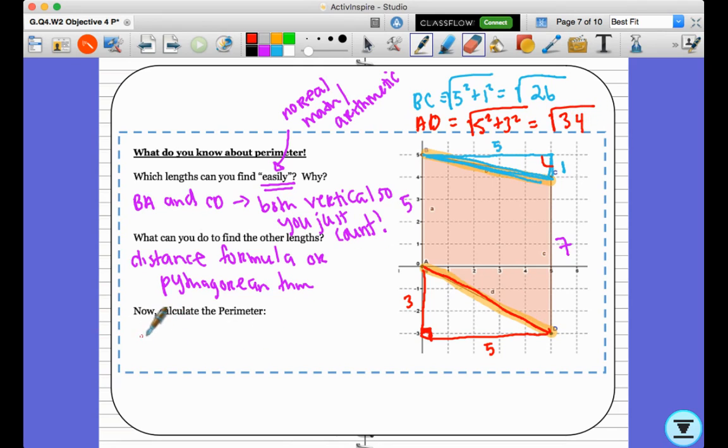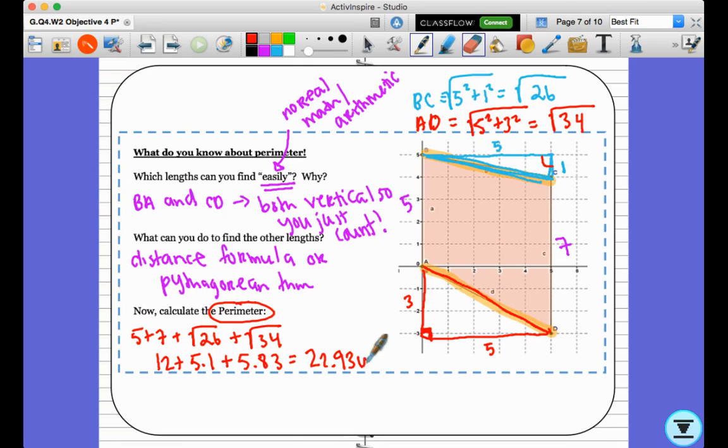So to calculate the perimeter, we're just going to add, right? So we've got 5 plus 7 plus the square root of 26 plus the square root of 34. So this is going to give us 12 plus, what is the square root of 26? 5.1, plus the square root of 34, 5.83. So 12 plus 5.1 plus 5.83 gives us 22.93 units.